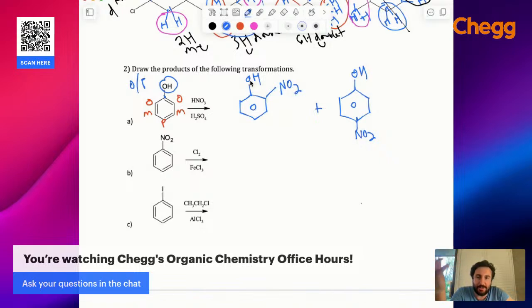Sterics are another factor, but here the hydroxyl does not provide a lot of steric hindrance. If it was a big bulky alkyl fragment, then you would start to see a dramatic shift towards the para product in the distribution. But here it's not. So this is going to be, I don't know, 70-30, something like that. I'm not sure exactly what it is, but it's probably going to be more of the ortho than the para.